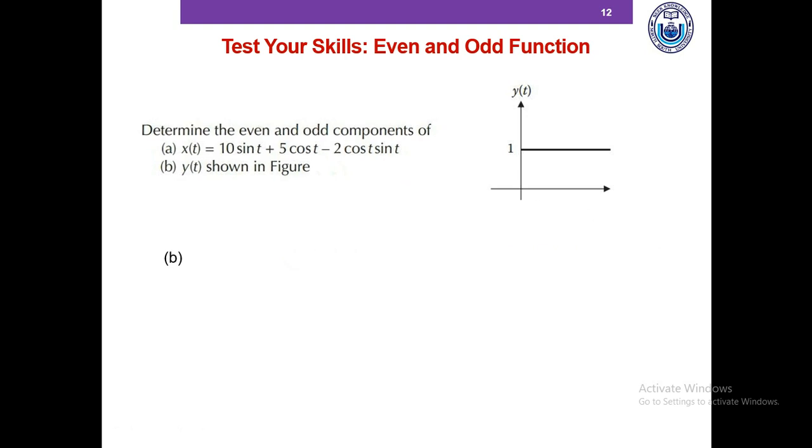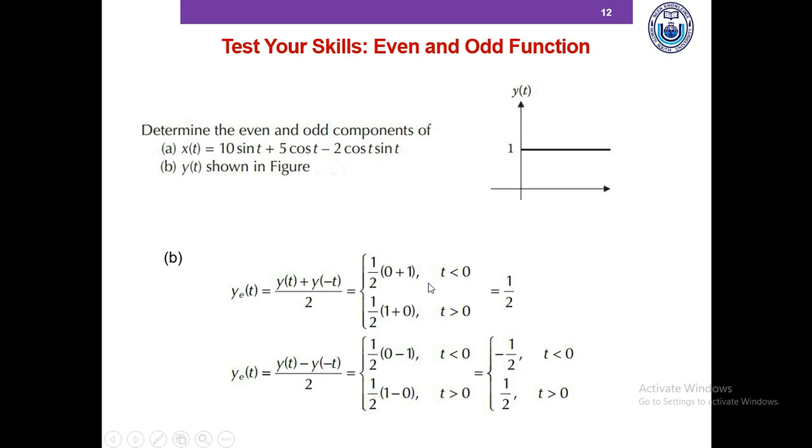Okay, for b here, you find y of t first. From this equation we see that y of t is equal to 1 for t greater than 0, and y of t equal to 0 for t less than 0. So you find y of t first, and then you find y of minus t by replacing t with minus t in the equation, and then you simply sum the expression and divide it by 2 for each of these intervals to obtain the even and the odd components here on the right.